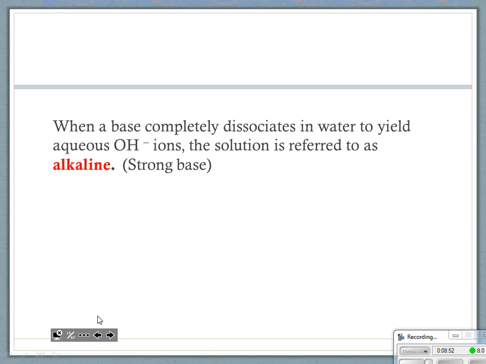I'm talking about our common life stuff. Batteries, yeah, alkaline batteries. So when bases completely dissociate, same thing. They're strong. So dissociation equals strength with bases too. And if we happen to have a strong base, we call that an alkaline.